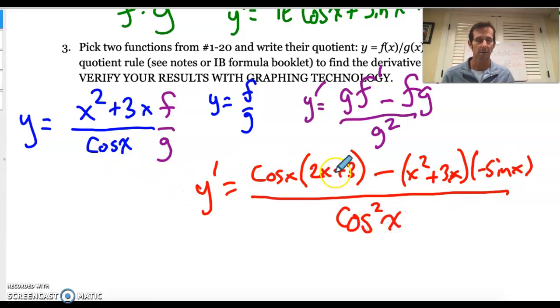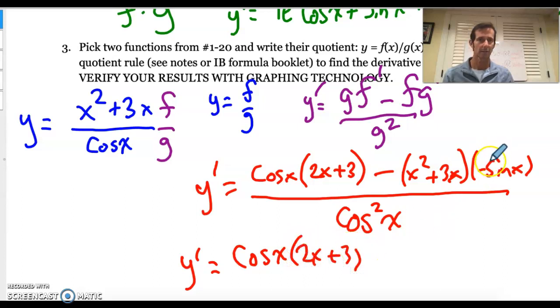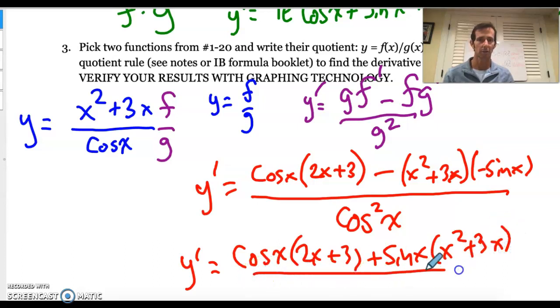And so if I want to clean this thing up, which I honestly don't really want to do, because if I distribute cosine to both of these and sine to both of these, it's not going to really be able to combine anything in particular, because cosine and sine can't be combined. They're not like terms. But what I can do is kind of write it a little consistently. Cosine of x over 2x plus 3. And this negative sign times this negative 1 would become plus sine x times x squared plus 3x. All over cosine squared. Now I just made those two functions up on the spot.